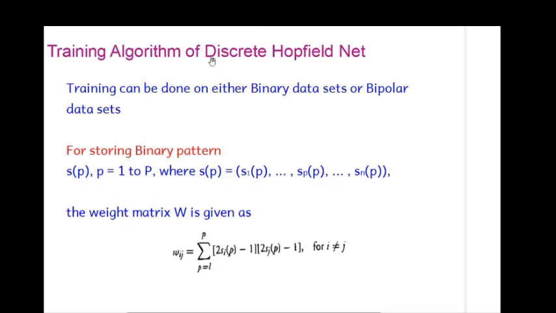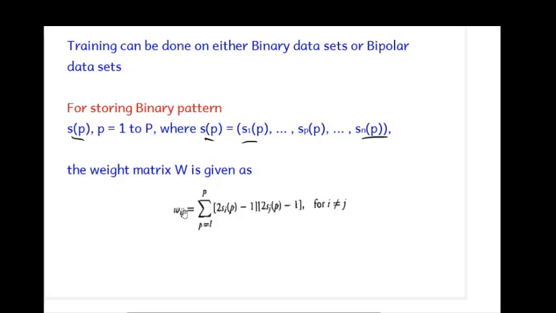Now the training algorithm for the discrete Hopfield network. Training can be done on either binary data sets or bipolar data sets. For training on binary data patterns, we have the training set from s1 up to sP. How do we find the weight matrix? Wij can be found by using this particular formula, where i is not equal to j. For i equal to j, the weight is 0, because there is no feedback from the neuron to itself.